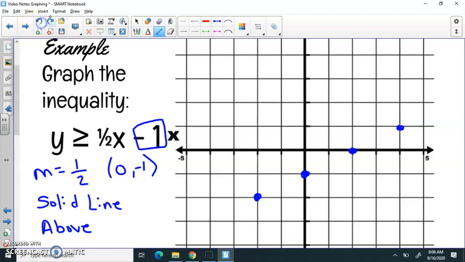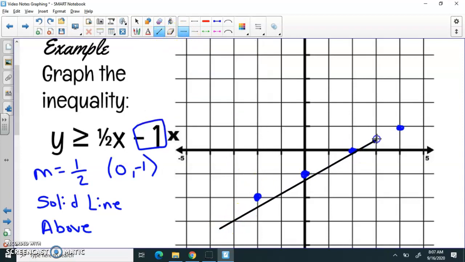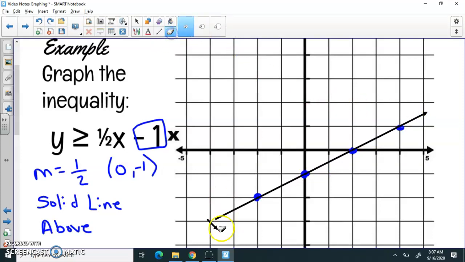Oops, got to change it back. All right, this one is going to be a solid line. Let me see if I can get that a little straighter. I'm having a hard time with my lines, guys. Calm down. Oh, goodness. How did I get a curved one? There we go. And again, I am going to put arrows on both ends.